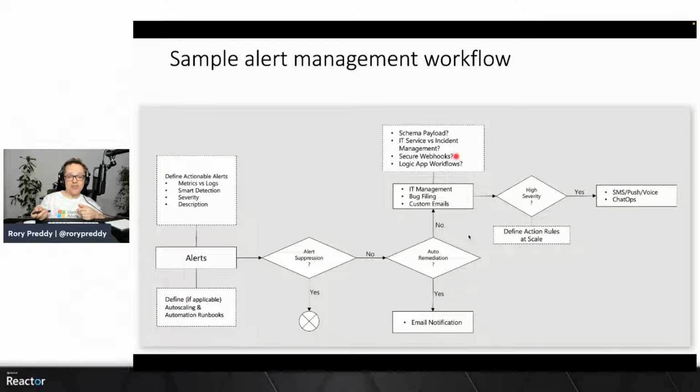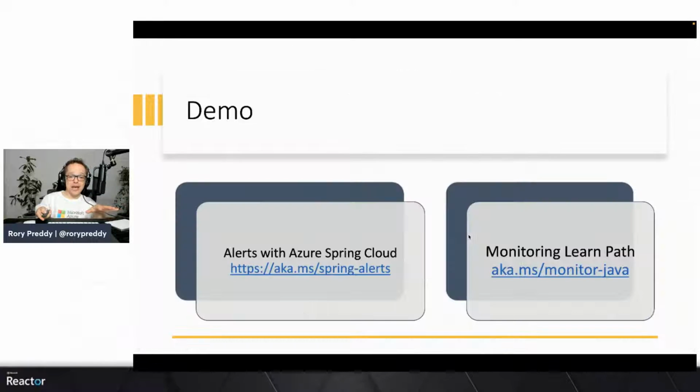And if it's very high severity, you're going to get an SMS, a push, a voice, and use ChatOps to go wake up the corporate vice president and say, listen, Azure is down, Azure Spring Cloud is down, wake up, wake up. And then you're going to also define your action rules at scale and make sure that your system is really operational. So I've got a nice little demo that I'm going to show you, and it's going to make a lot more sense.